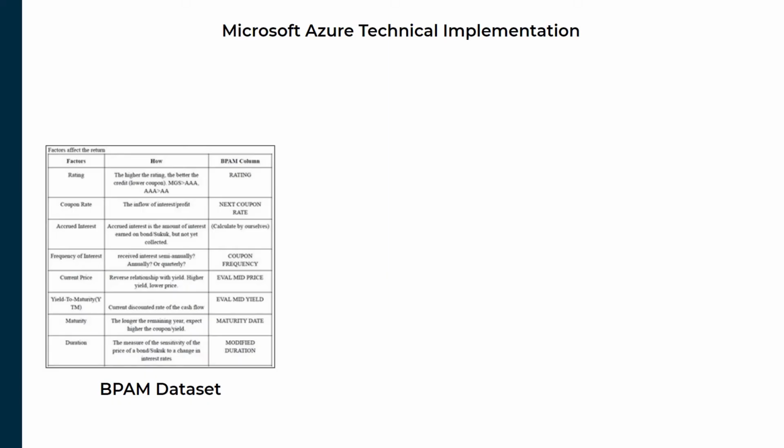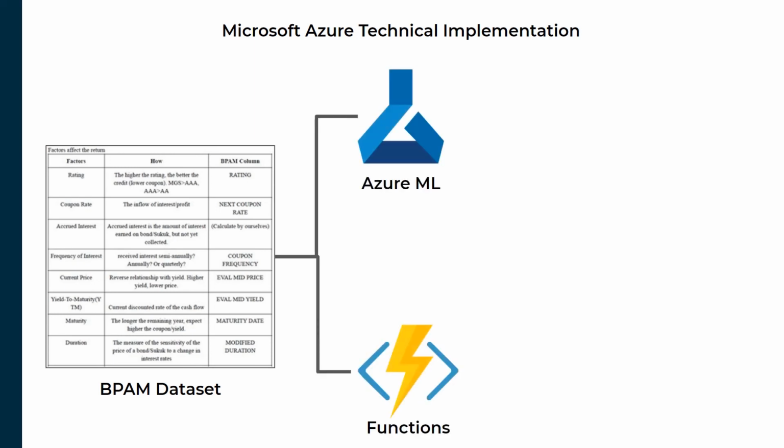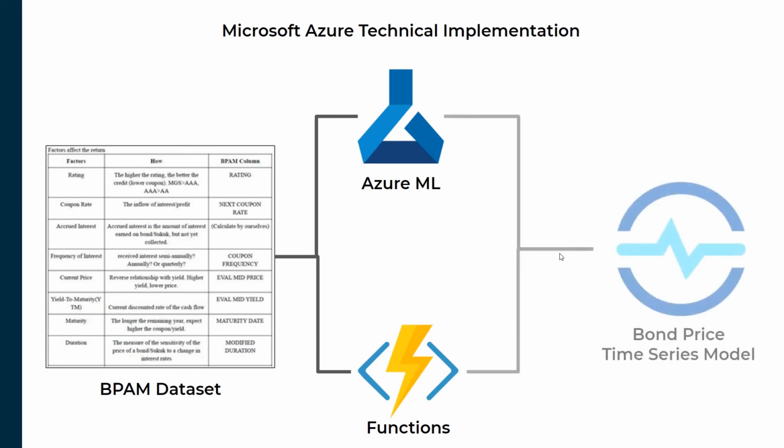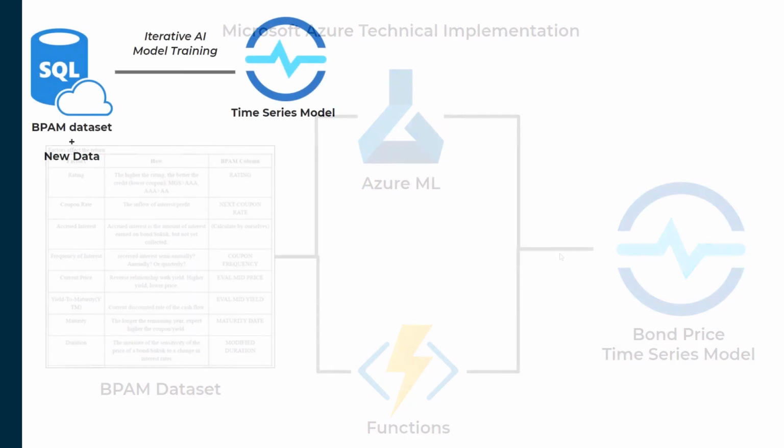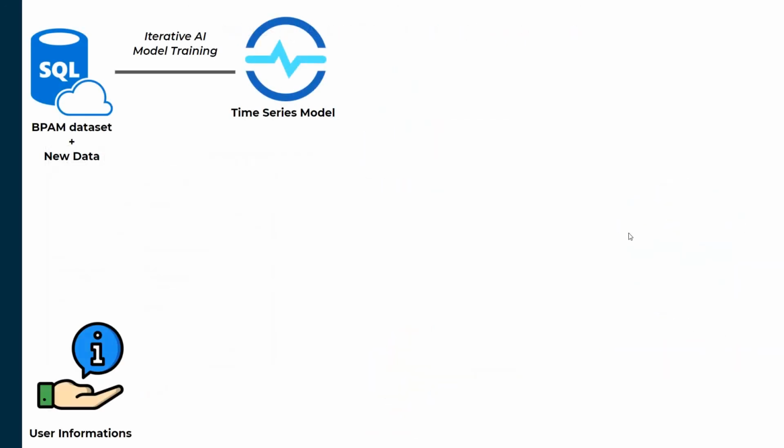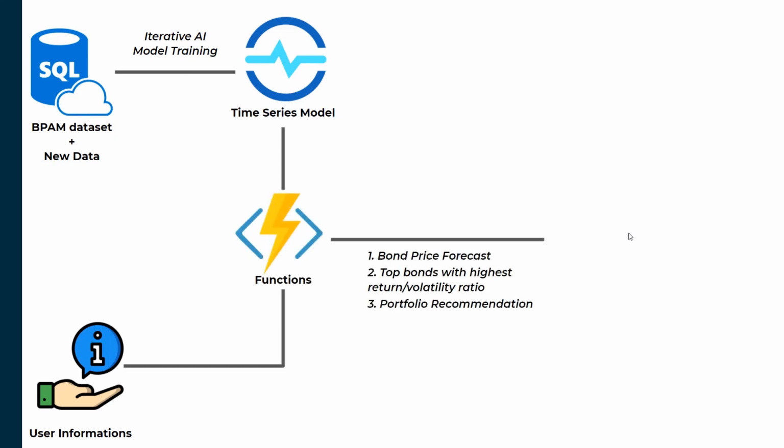Before I end my presentation, I would like to talk about how we implement Microsoft Azure in our solution. So we use the BPOM dataset that we got from our mentor, and then we input it into Azure ML. We use Azure ML to train a time series forecasting model. So after finishing training, we'll get a bond price time series model. Then we'll use the time series model together with the user information we get from our app to do the latest bond price forecasting again, and then also determine the top bonds with the highest return to volatility ratio.